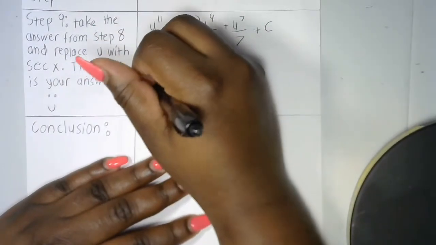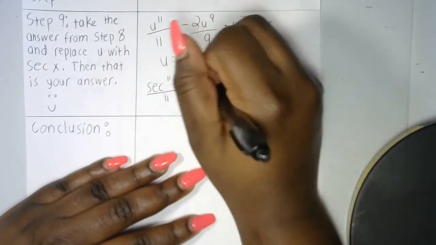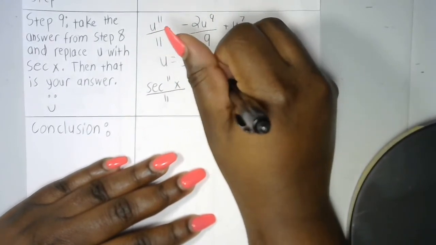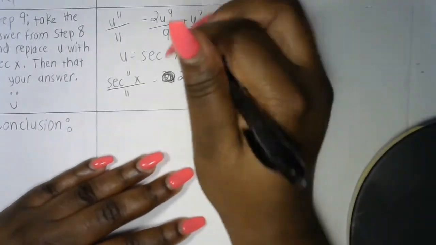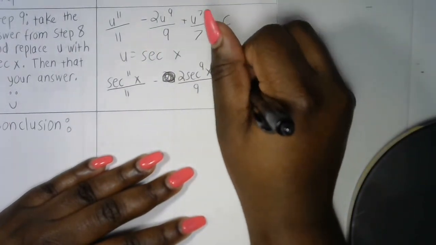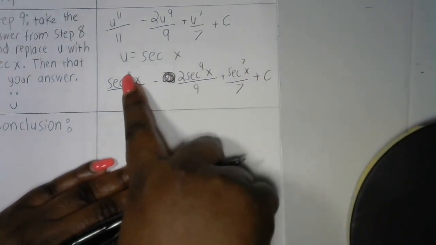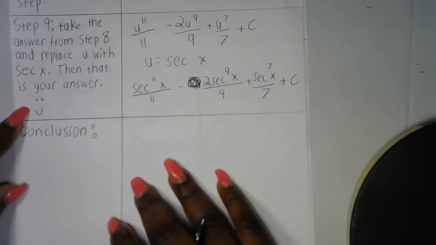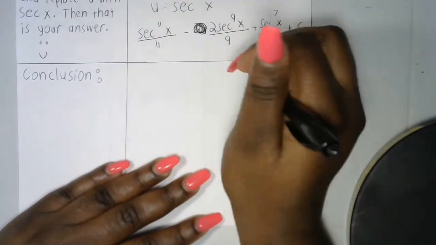So now the answer would be secant x to the 11th over 11 minus 2 secant x to the 9th over 9 plus secant x to the 7th over 7 plus C. And this right here is the answer. As you can see, I put a little smiley face here just for fun. I always like to end things out with a conclusion, so I'm just going to do that.